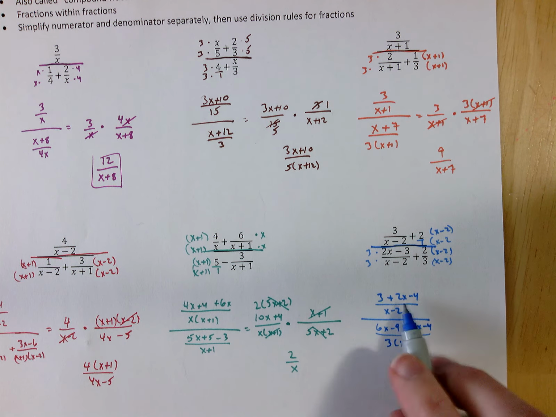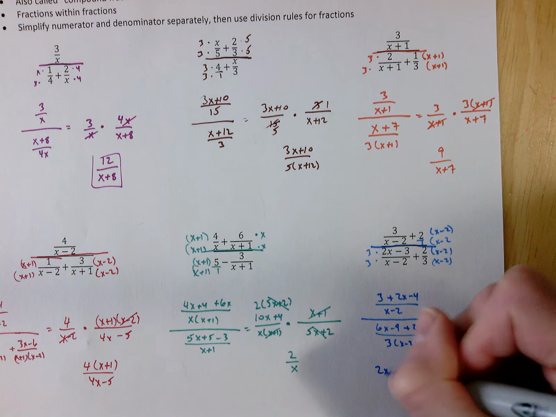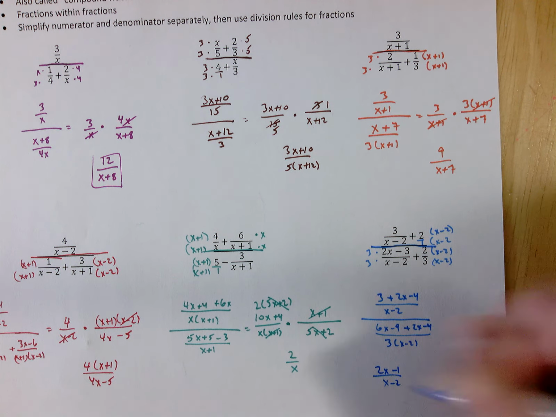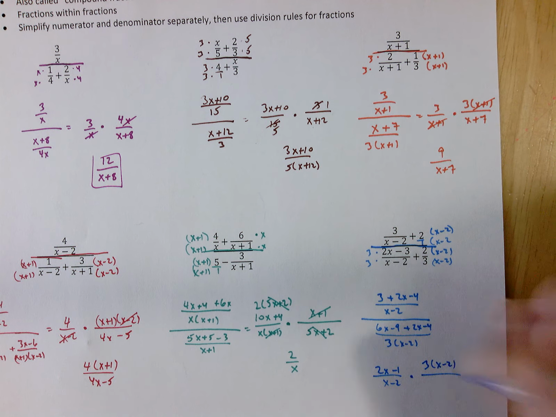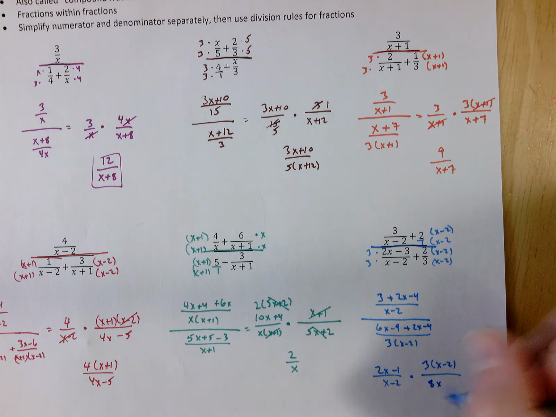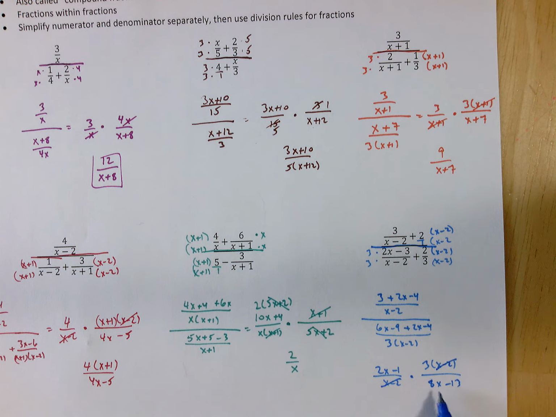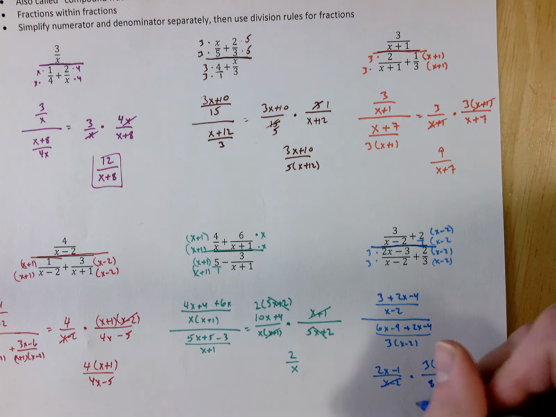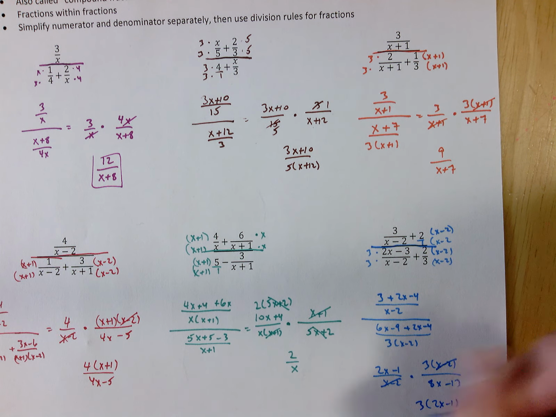All right, so simplifying as I go. So these guys, that simplifies to 2x minus 1. Change it to multiplication, and then flip. So 3 times x minus 2. This would simplify to, let's see, 8x minus 13. So these guys cancel. That doesn't factor anymore. So that's it. 3 times 2x minus 1 over 8x minus 13. And we're good.